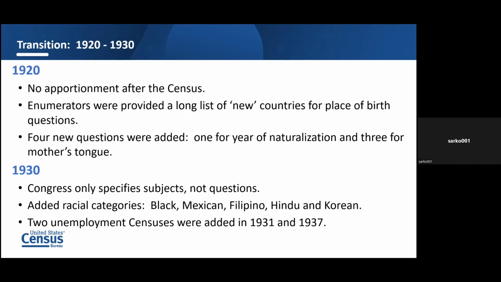We also saw racial categories for Black, Mexican, Filipino, Hindu, and Korean added. Mexican would be a category, and then we would not see a category for Hispanics until we tested it in 1970. And then we saw it for everybody in 1980.